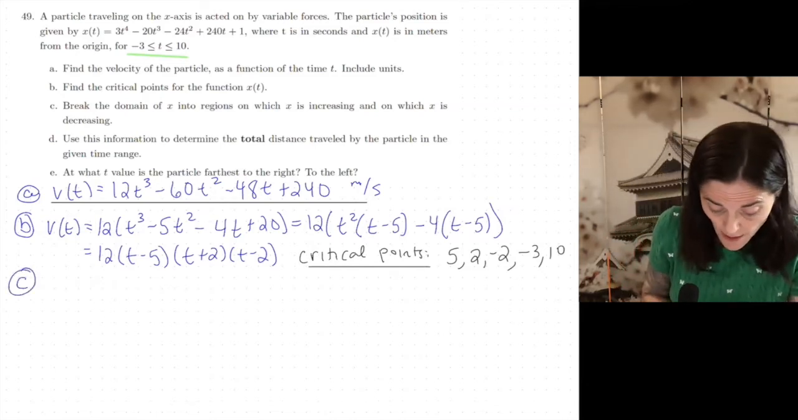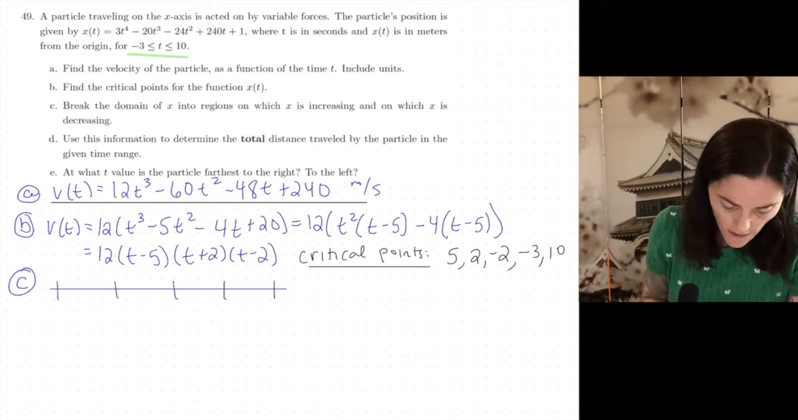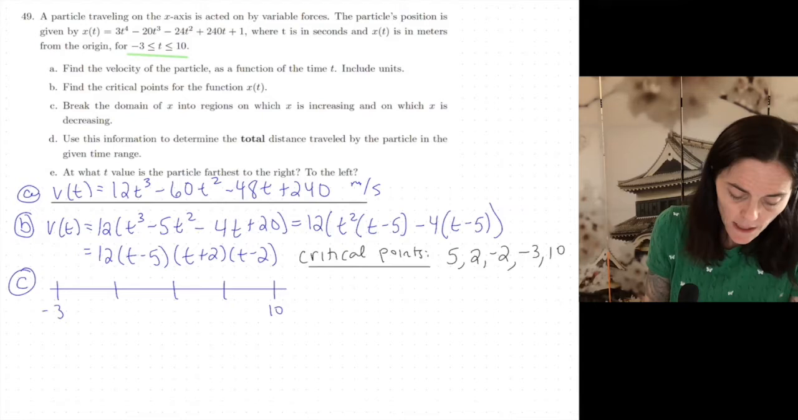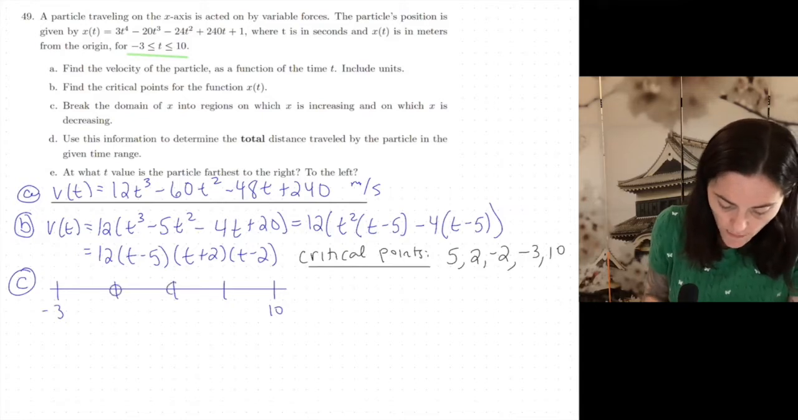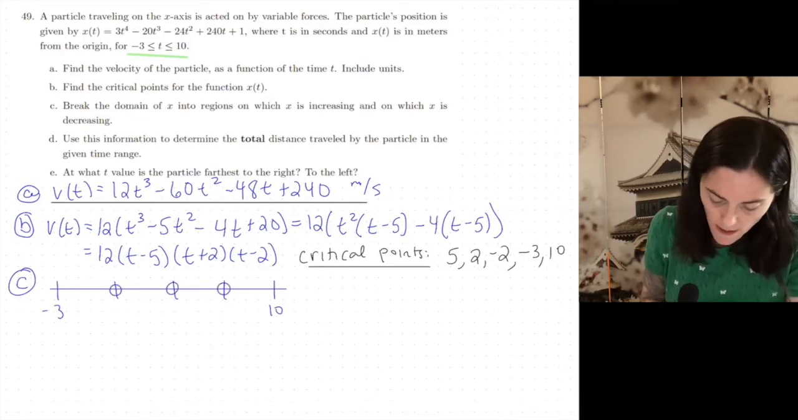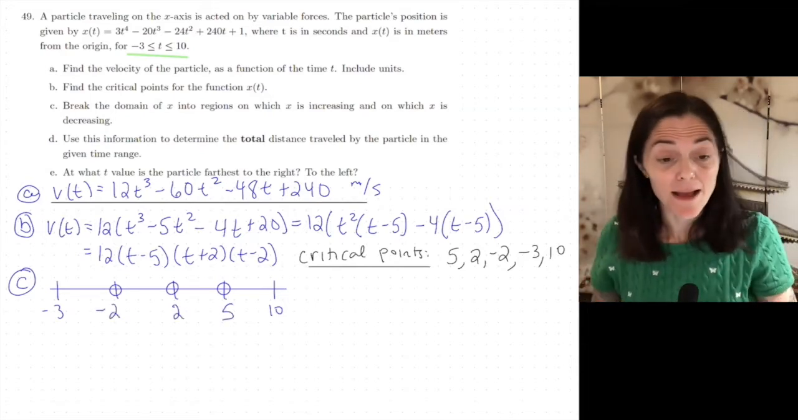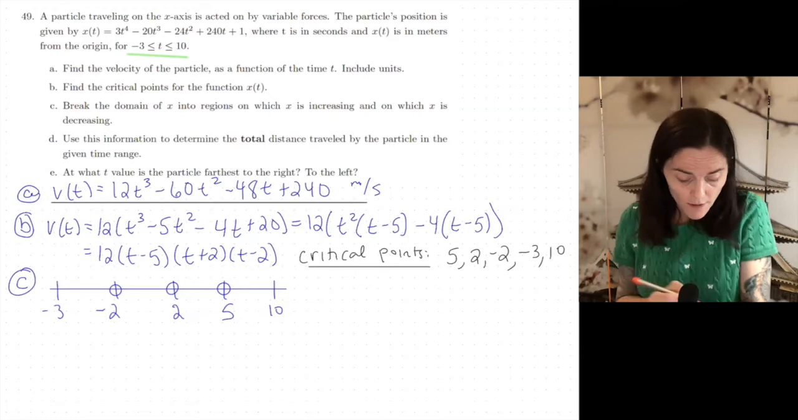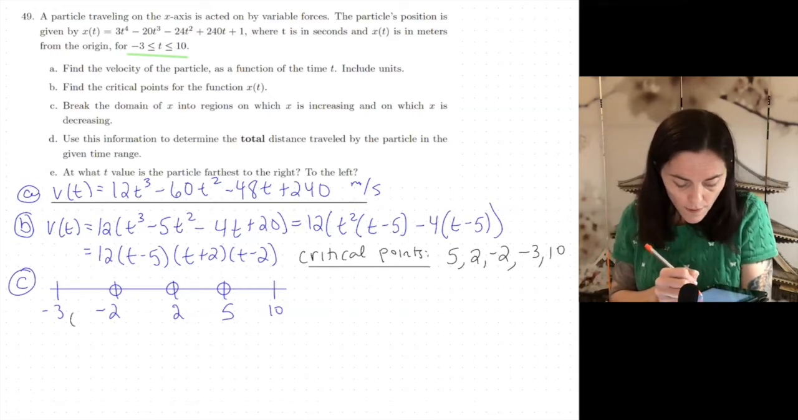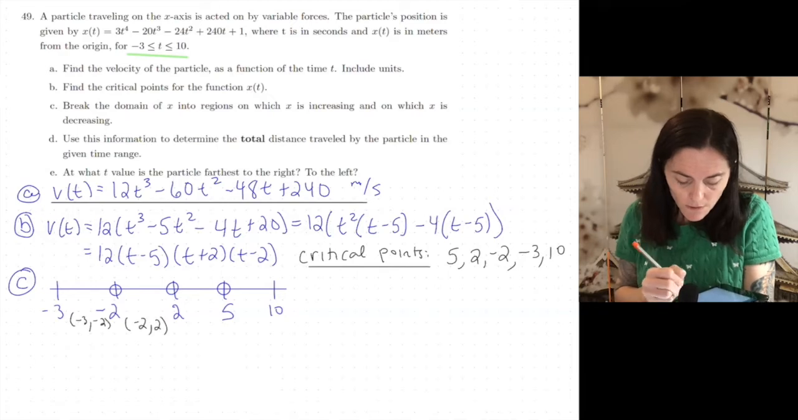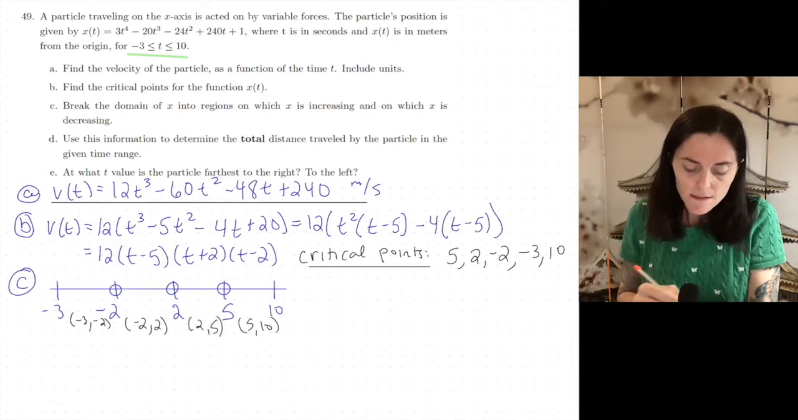So I make my number line. Here are the endpoints of my interval, minus 3 and 10. And then here were the places where the derivative was 0, which was minus 2, 2, and 5. And I see my intervals here. If I think about open intervals, this would be minus 3 to minus 2, this would be minus 2 to 2, this would be 2 to 5, and 5 to 10, like this, okay?